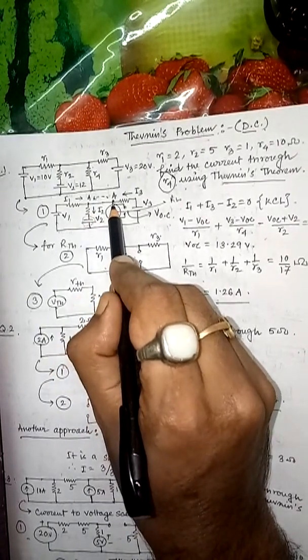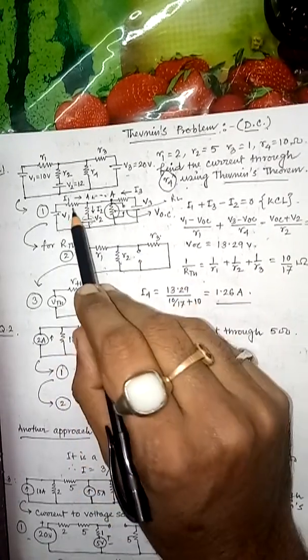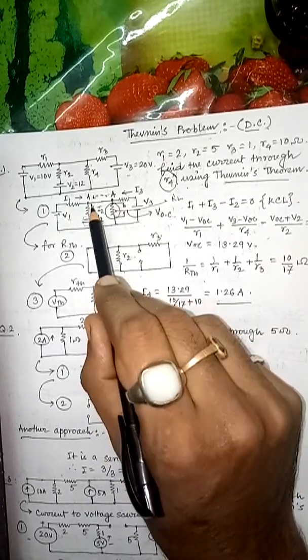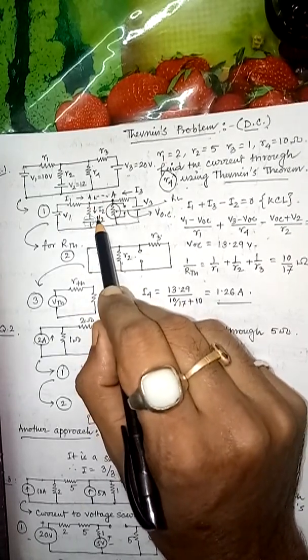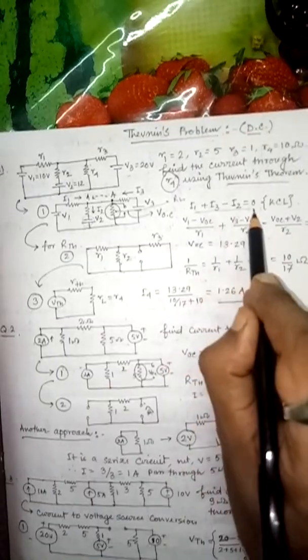So either you can apply it over here or you can apply it over here. The remaining thing is the same. So I1 is entering, I2 is outgoing, but I3 is entering. So I1 and I3 are plus and I2 is minus, according to the KCL law I told you. So I am just writing the KCL equation first.